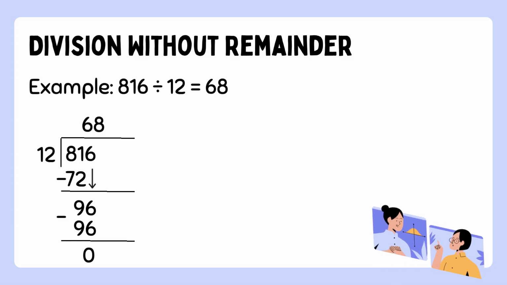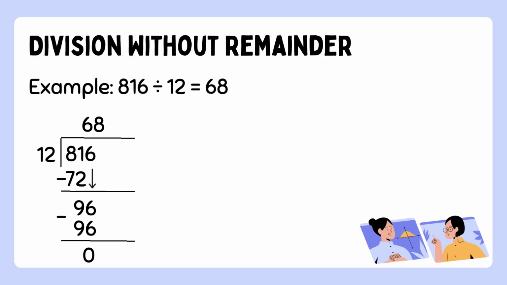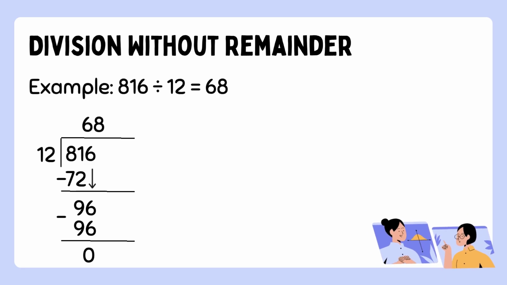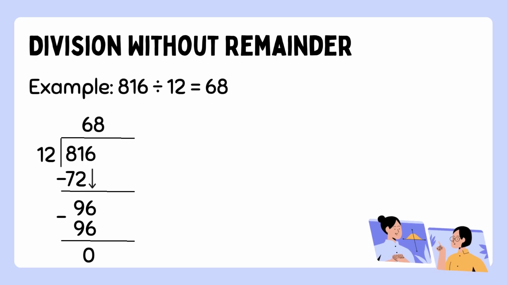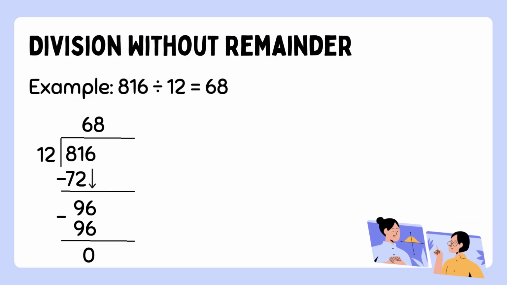Check. Multiply quotient times divisor. 68 times 12 equals 816. Since the product equals the original dividend, our answer is correct.